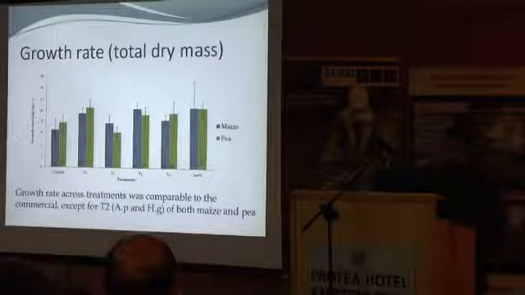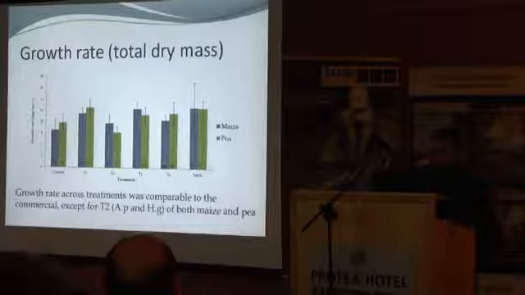Growth rate. The growth rate across the treatments was comparable to commercial, except for T2, which is Acacia and Hedychium, for both maize and pea.